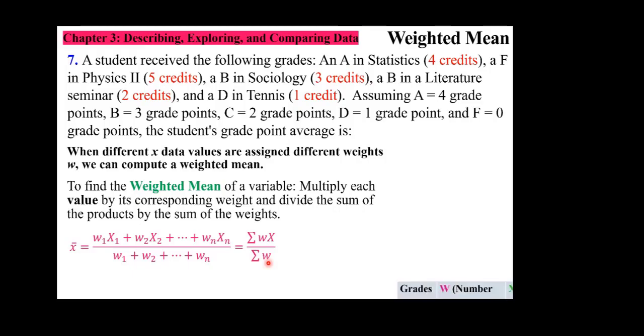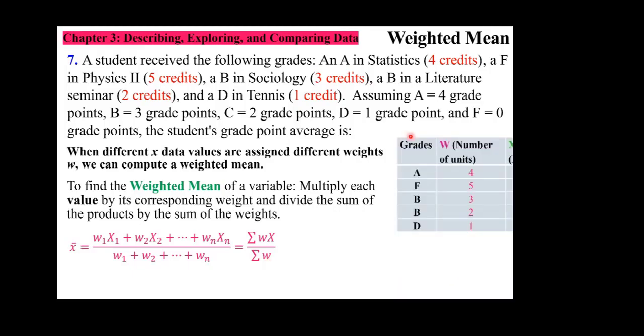Therefore, it's a good practice to write the following table. So here's the grades. For example, A in statistics, the weight or the number of units was 4, and A is worth 4 points. The next one was F, and how many units? It was physics, 5 units worth 0. The next one is B in sociology, 3. So B is 3 units worth 3 points also. This one is 3 worth 3 points, but it's only 2 units. That's why you want to be very careful. And finally, D, tennis, only 1 unit.